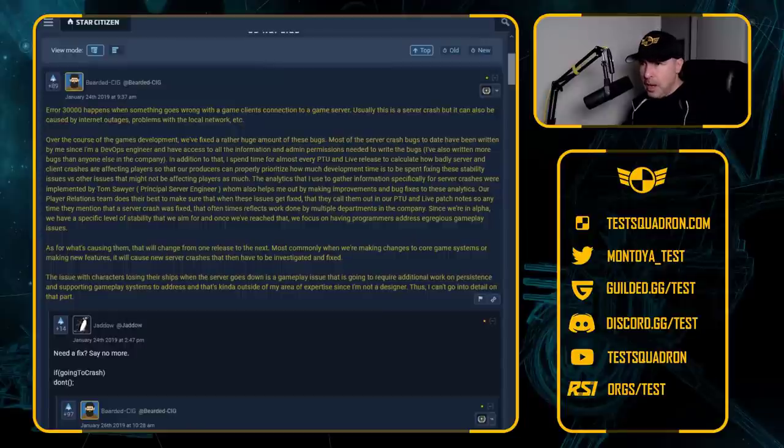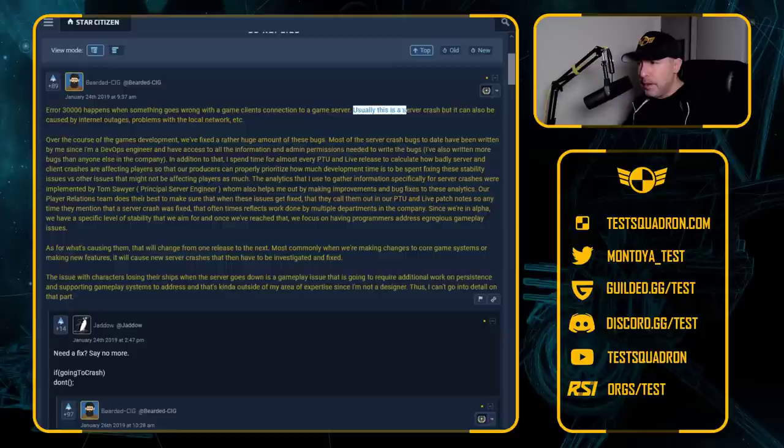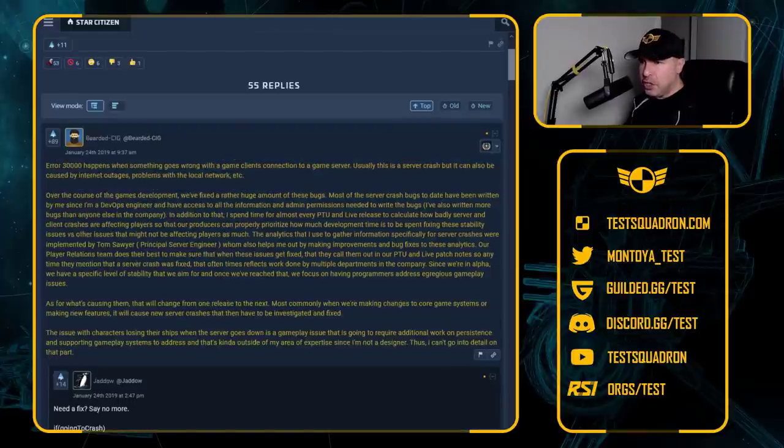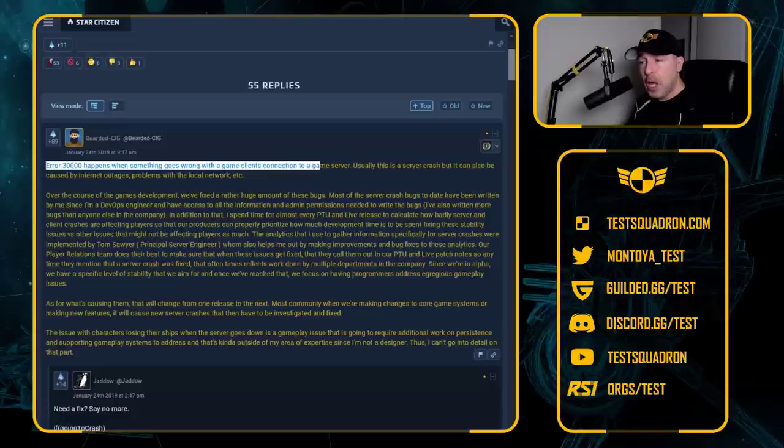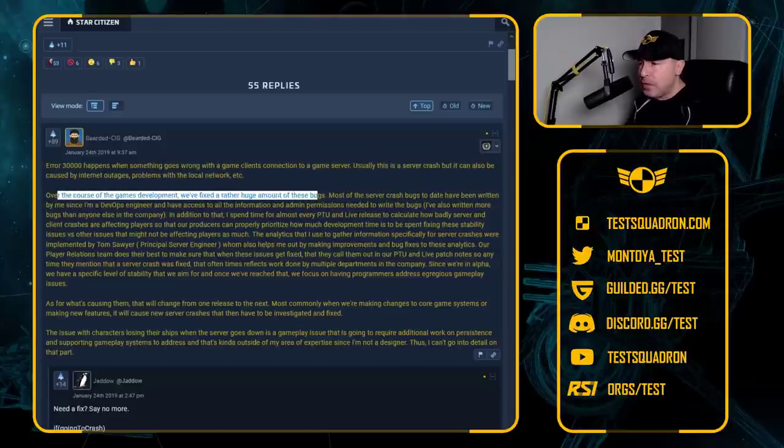Here it goes. Bearded CIG writes, error 30,000 happens when something goes wrong with the game client's connection to a game server. Usually, this is a server crash, but it can also be caused by internet outages, problems with the local network. Bearded CIG came in and answered this question at the time, and his response was the following. Error 30,000 happens when something goes wrong with the game client's connection to the game server. Usually, this is a server crash, but it can also be caused by internet outages, problems with the local network, etc. Over the course of game development, we fixed a rather huge amount of these bugs.